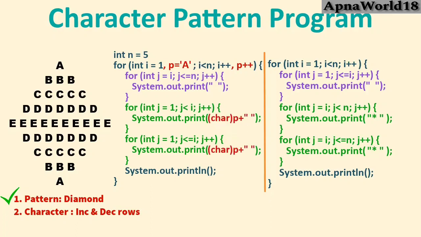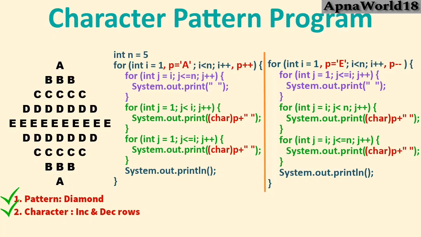Inside we will replace all print star with print P typecasted to char. Now in the second loop we have decreasing characters. So in the below pattern we will set P is equal to E and decrement it every time. Inside the loop we will replace print star with print P typecasted to char everywhere. This is our code for increasing and decreasing character patterns.